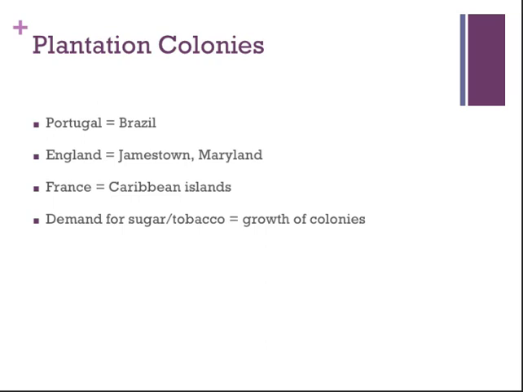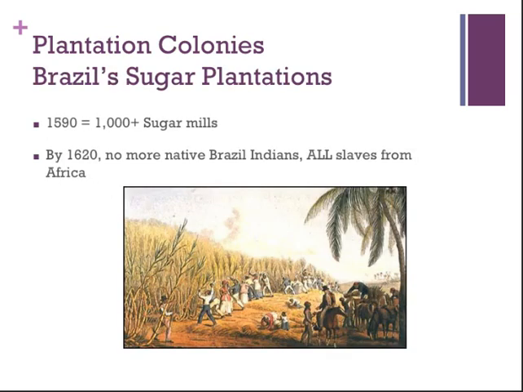And kind of the reason for these was they needed more sugar. They needed more tobacco. And there were these great places to grow them, and so they were growing them in their plantation colonies and shipping them back. And this allowed for these colonies to be able to grow in larger numbers in Brazil and Jamestown and the Caribbean islands.